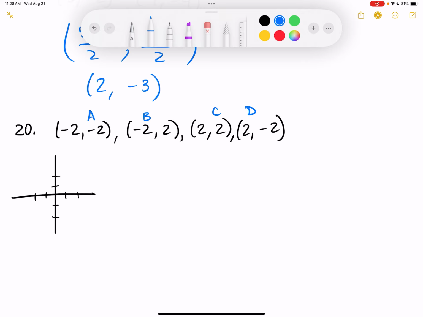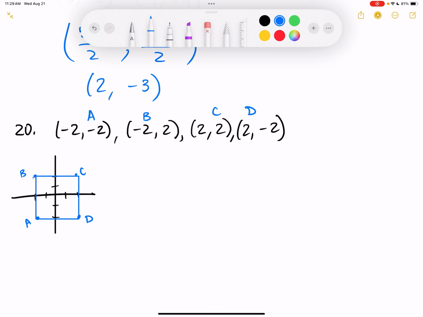So point A at negative 2, negative 2 is down here. B at negative 2, 2 is up here. C is at 2, 2. And D is 2, negative 2. So what shape is that? A square. Meaning what about the sides? Yeah, all the sides are equal.